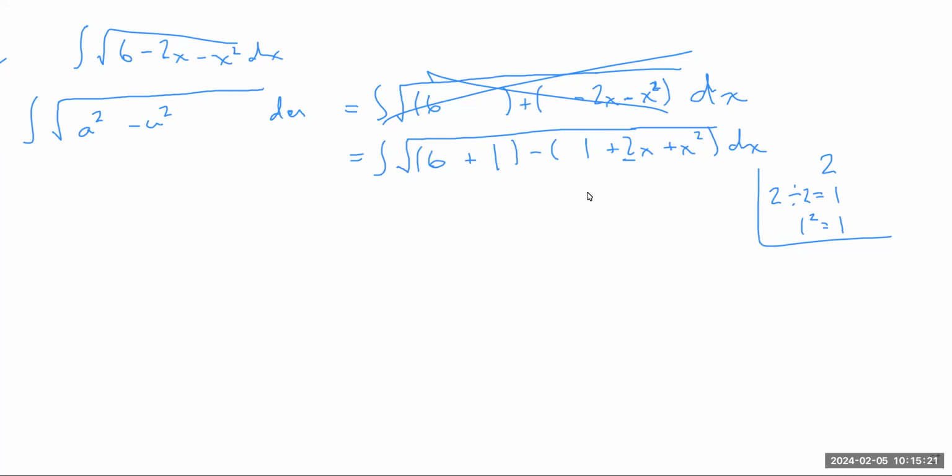Anything else to talk about with that? Okay, if we're good with where all these pieces came from, we can clean some things up. Now this becomes the square root of 7 minus what? How do we say this factored? x plus 1 squared, dx.